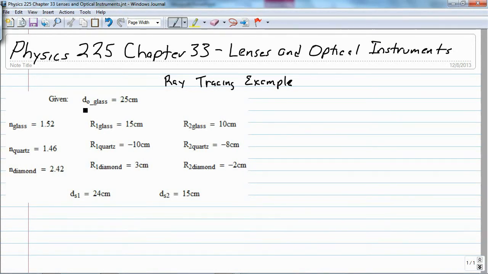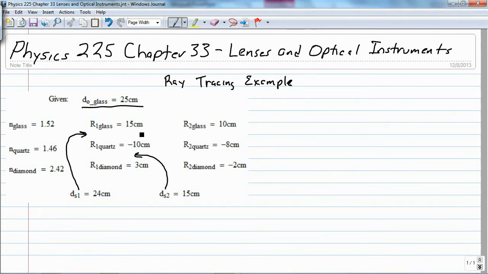Our first object is 25 centimeters from the center axis of the glass lens. And then there's a 24 centimeter gap or distance between the glass lens and the quartz lens. And then between the quartz lens and the diamond lens, the center axes are 15 centimeters apart.